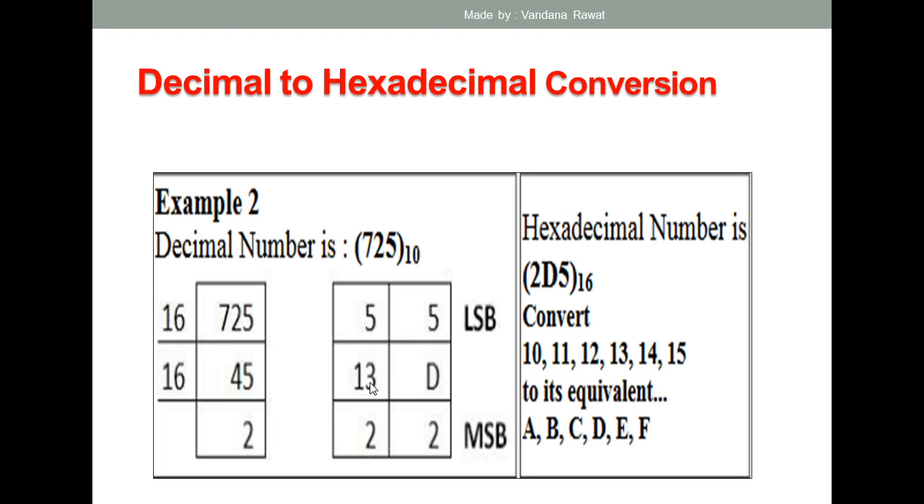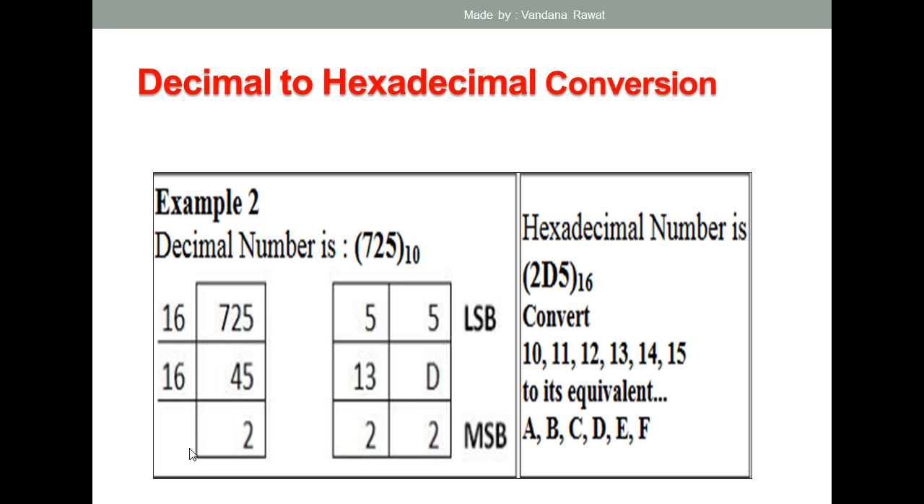So this 13, as you know that in case of hexadecimal, after the digit 9, for 10, 11, 12, 13, 14 and 15, we start writing symbols. Like for 10 we write A, for 11 we write B, for 12 we write C, for 13 we write D, then for 14 we write E, and for 15 we write F. Okay, so for this 13 we will write D.